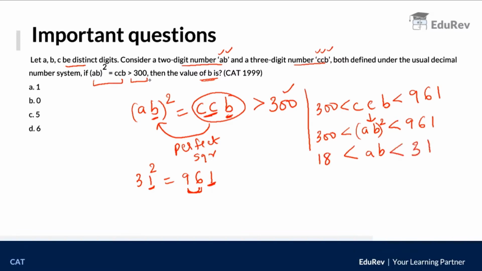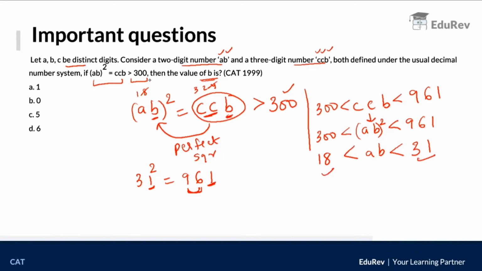ठीक है, वो 18 भी नहीं हो सकता. You can check, 18 नहीं हो सकता because 18 का square is 324. So it does not match. The last digits do not match. So it cannot be 18, of course. So it is more than 18, but it is less than 31.